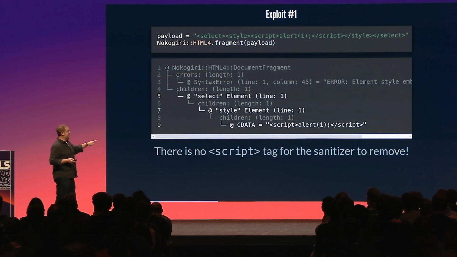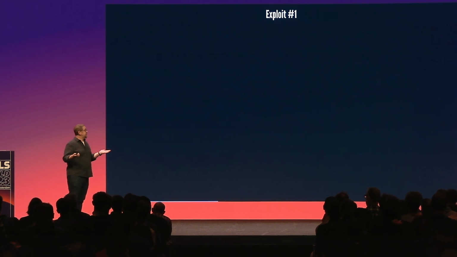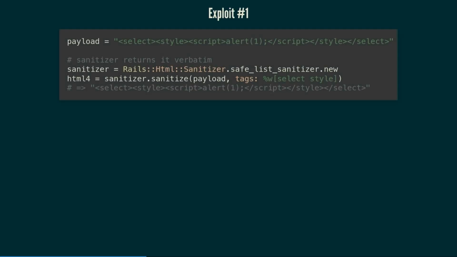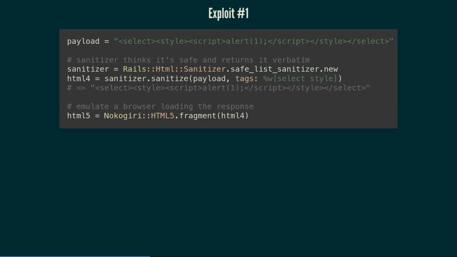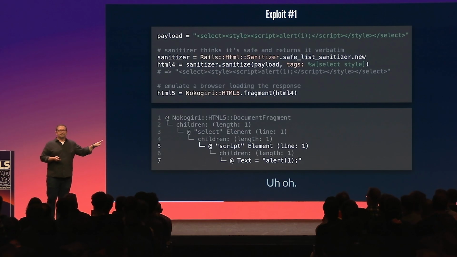Unfortunately, there's no script tag for the sanitizer to remove. It sees the select and style tags, and it sees a string. And so this goes through. If you run this through Rails Sanitizer, you will get the script tag back out on the other side. You have to remember that that is character data because it's in a style tag. What happens when you run this through an HTML5 parser, though? This tree is different. You have a select tag, but there's no style tag, and the script showed up. Like, this is going to run JavaScript in a browser. That's bad news.